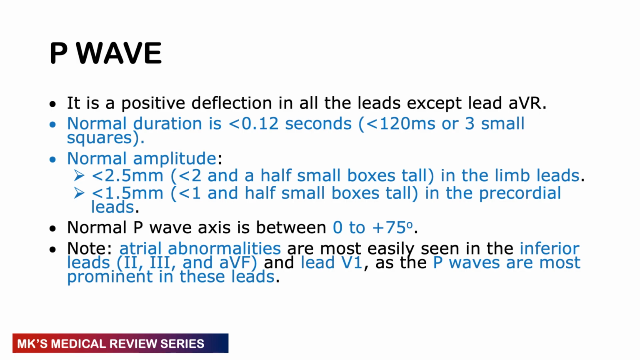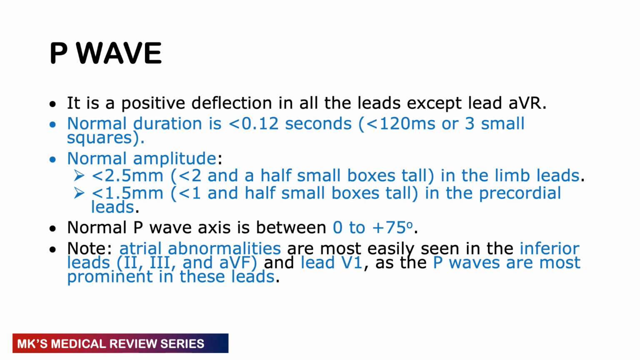If it's in the limb leads, meaning lead 1, lead 2, lead 3, it must be less than 2.5 squares tall. So it means it must be less than 2.5 millimeters tall. If it's greater than 2.5 millimeters or 2.5 small boxes tall, then we say that these waves are peaked. If it's in the precordial leads, V1 to V6, your P wave must be less than 1.5 millimeters tall. The axis is going to be falling within 0 to positive 75 degrees.